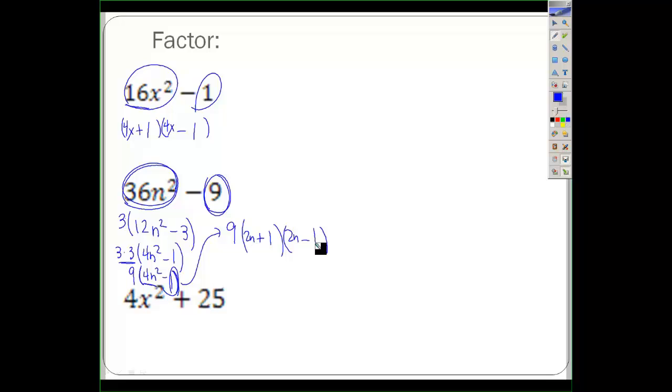All right, so please, please, please, even though it might stick out to you as a difference of two squares, make sure you mono out first. Okay, you take out whatever numbers you can first.